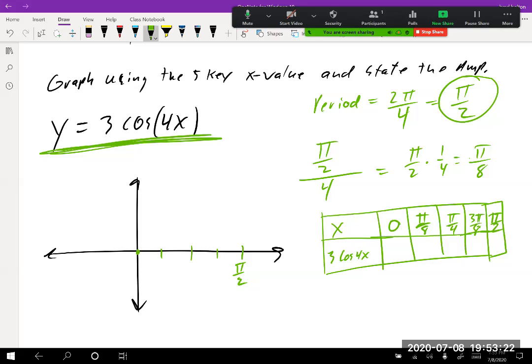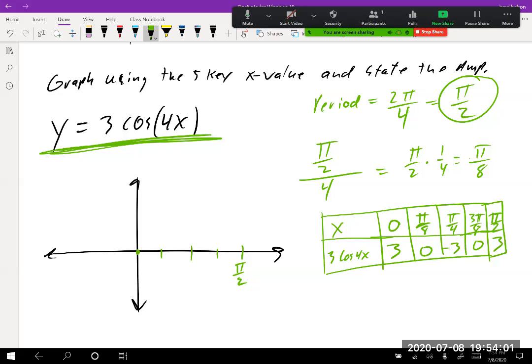Okay, so we have 3 cosine of 4x. So let's first find the cosine of 4x. So the cosine of 4 times 0 is 1, times 3 is 3. The cosine of 4 times pi 8s would be what? Pi halves. The cosine of pi halves is 0, times 3 is 0. The cosine of pi 4, so that'd be pi, that'd be -1, so that'd be -3. 3 pi 8s, that would be 3 pi over 2. So the cosine of 3 pi over 2 is 0. And then the cosine of, that would be what? 4 over 2, so it'd be 2 pi. So it would be back to 1, times 3 is 3.